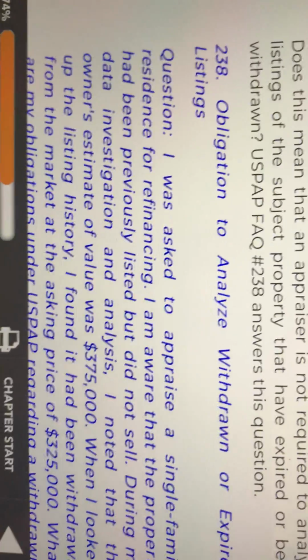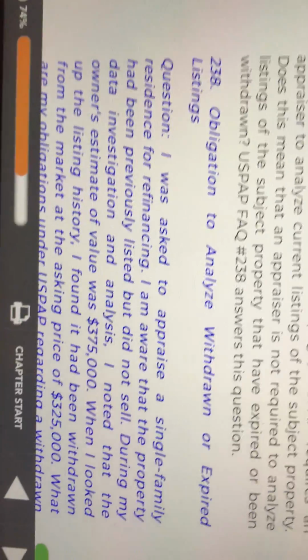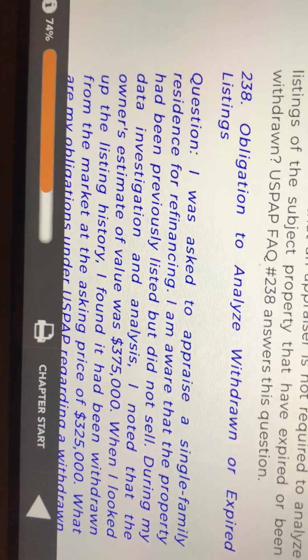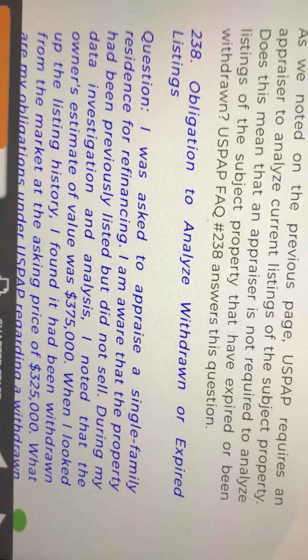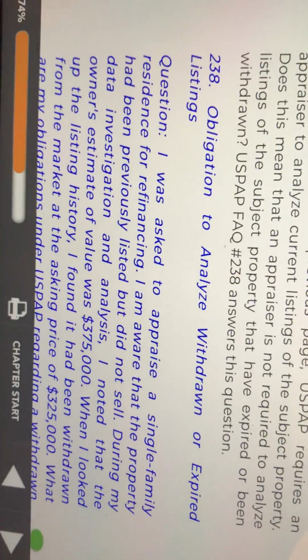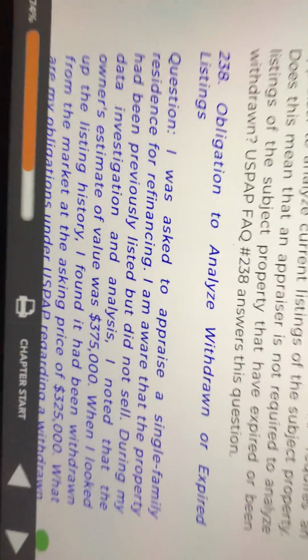USPAP FAQ number 238 answers this question. 238, obligation to analyze withdrawn or expired listings. Question: I was asked to appraise a single-family residence for refinancing. I'm aware that the property has been previously listed but did not sell.